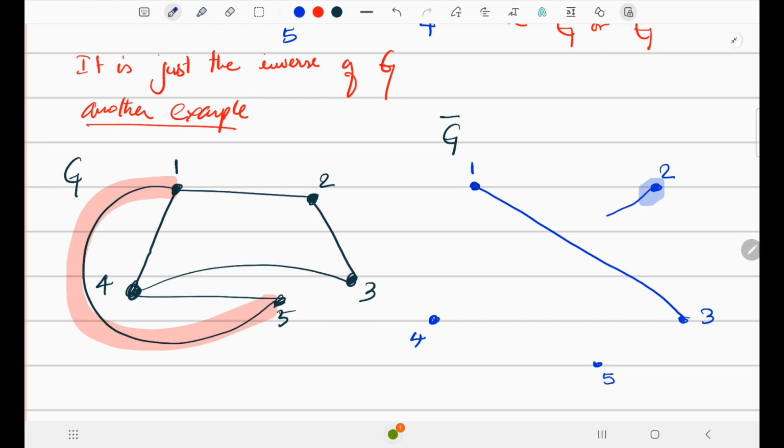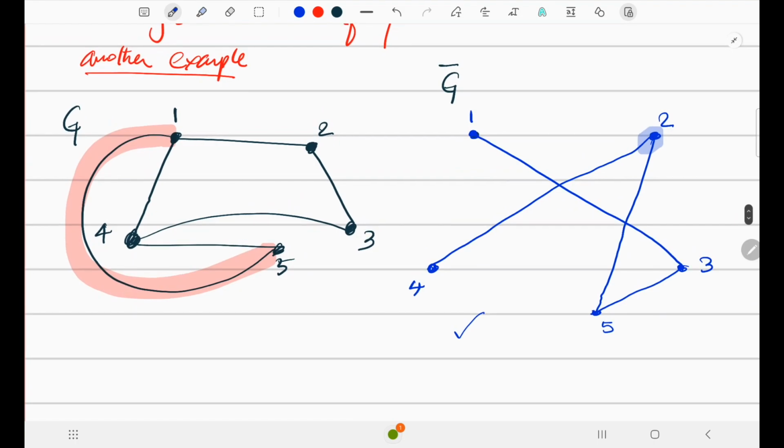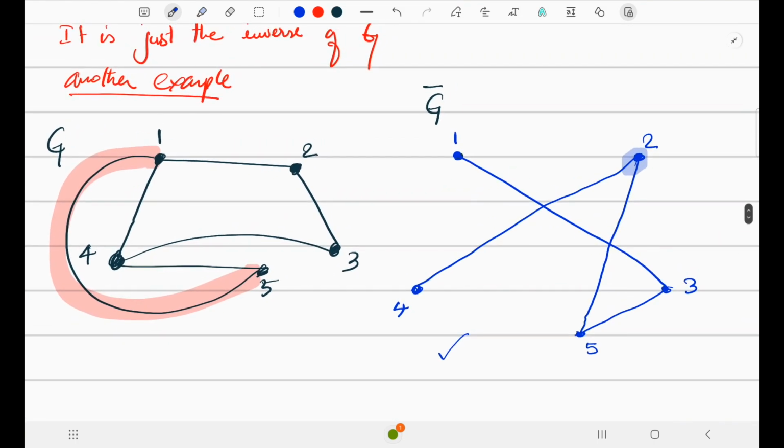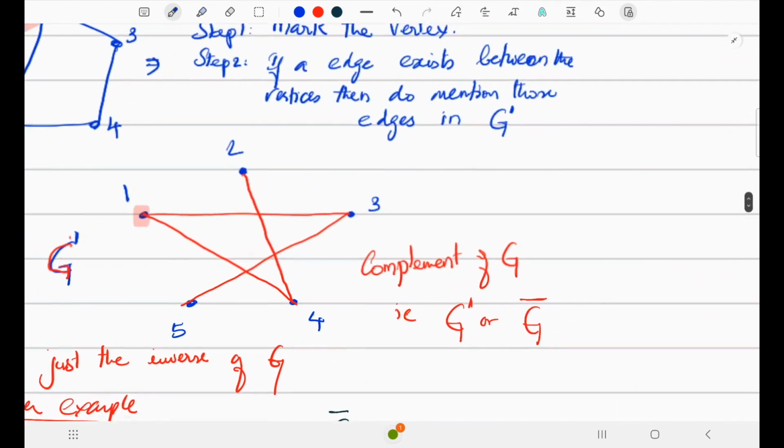Now go to 2. 2 1 is available, 2 4 is not available, so draw the 2 4 edge. And 2 5 also not available, and 2 3 is already available. Then come to 3. 3 1 we have already drawn, 3 2 is connected. Now 3 5 is not available, so draw the 3 5 edge. And coming to the fourth one, 4 1 is already connected, so we should not draw it again, and the rest we already have. So this is the complement of the graph. Okay guys, see you, have a great day.